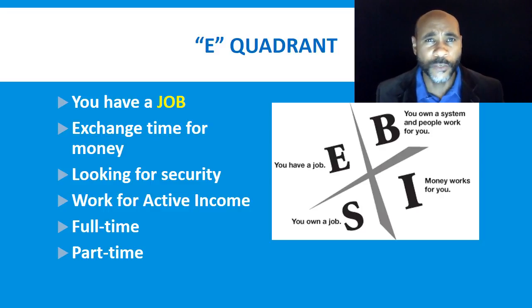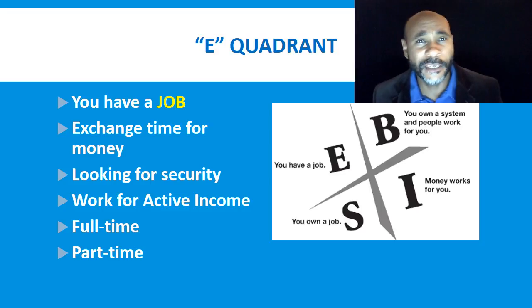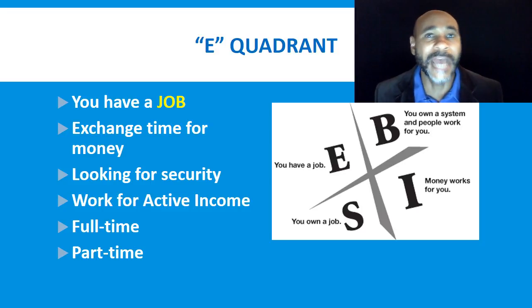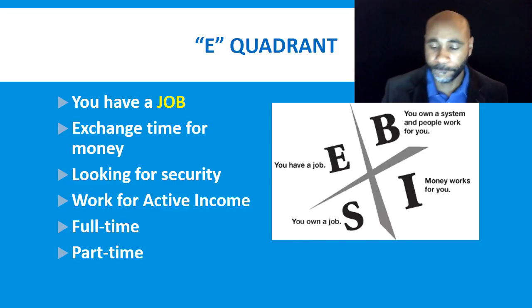That's right. So whether you have a full-time job or whether you have a part-time job, or maybe you have a full-time and a part-time job, or maybe you have two part-time jobs. I don't know. Whatever the case is, you are still in the E quadrant, and technically you are still exchanging your time, energy, effort, and skills for money, i.e. a paycheck. So there you have it, guys. That is the E quadrant explained.